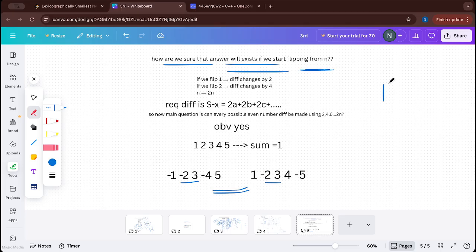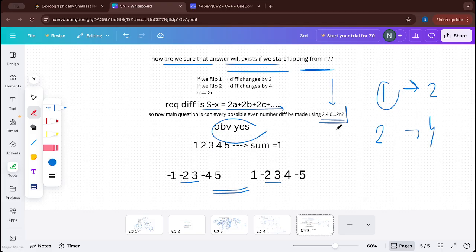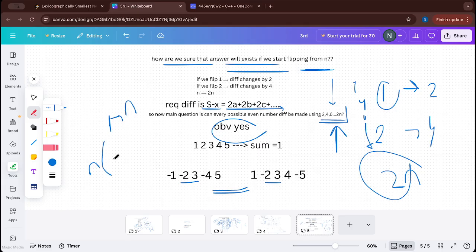If we flip 1, the difference changes by 2. If we flip 2, it will change by 4 and so on. So the required difference is always even. Now the main question is, can every even number be made using the differences that we can get? Obviously yes, because every even number can be generated from this, whether it is 2 or 4 or 6 or 8 till 2n. Every number can be generated from a subset of 1 to n. So for 1 to n, we can generate all the numbers from 0 to n times n plus 1 by 2 by some permutation. In this way, we are sure that we can get the final answer.